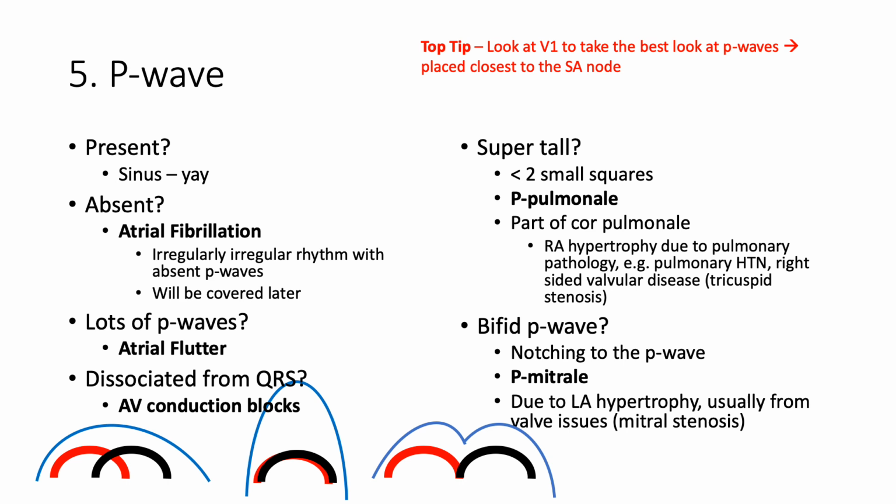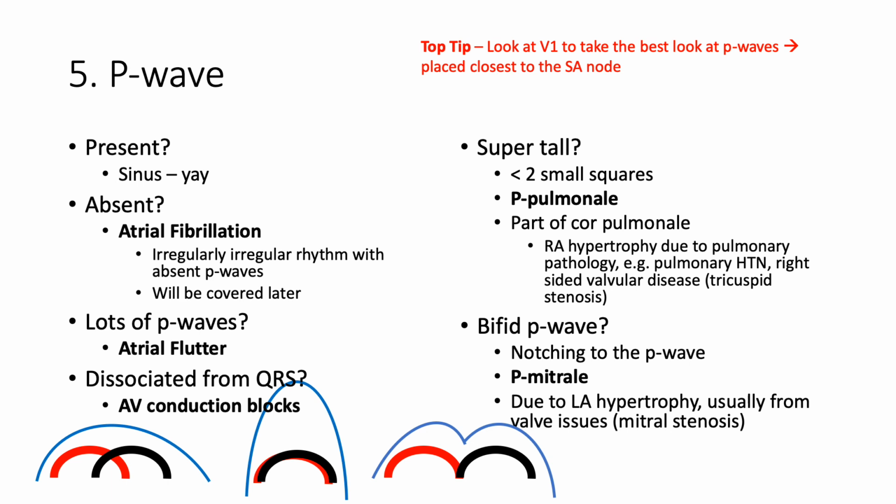And then it depolarizes, and they happen pretty similarly. It takes a little while to get to the left side, so it's going to take a little bit longer to depolarize. But it's pretty smooth, and that gives us our nice P wave. Okay? So, in P pulmonale, we've got right-sided issues.